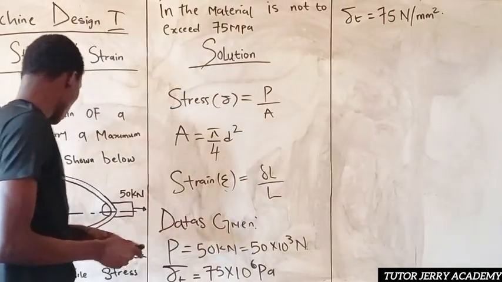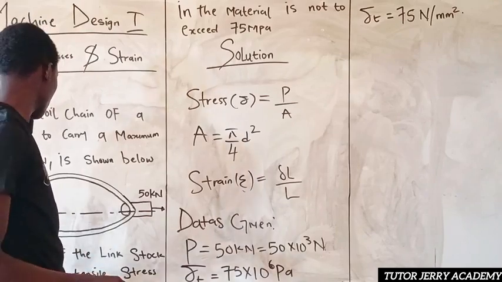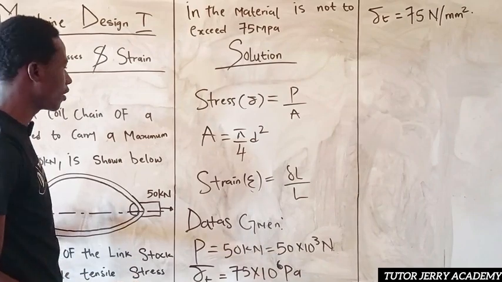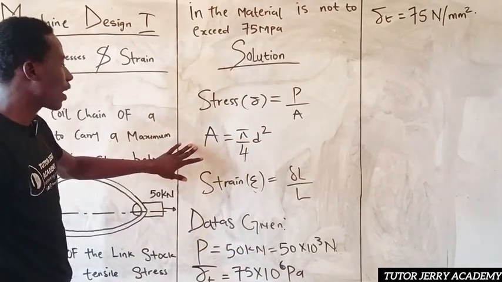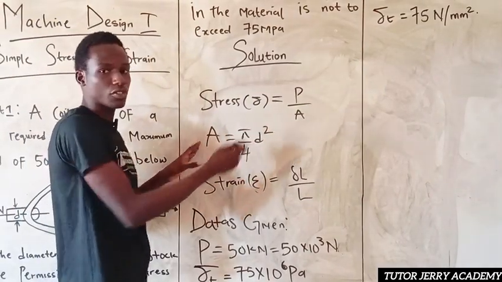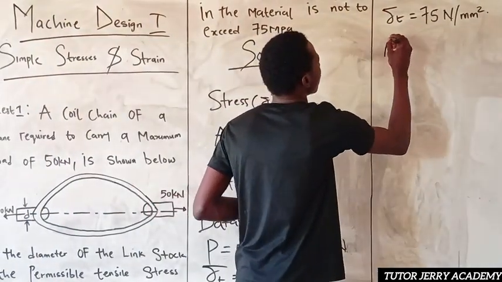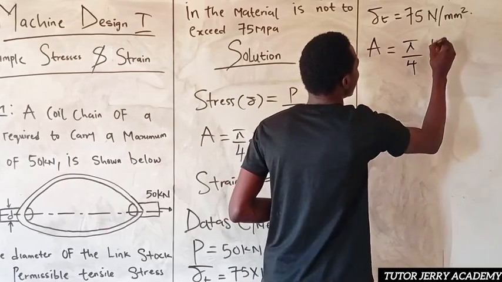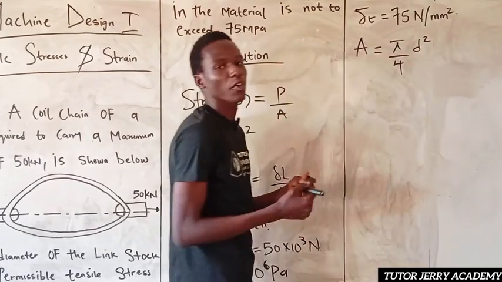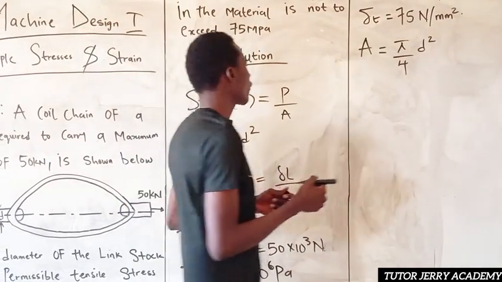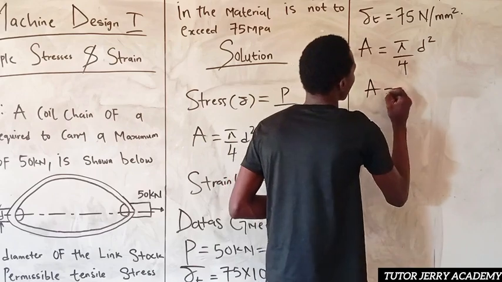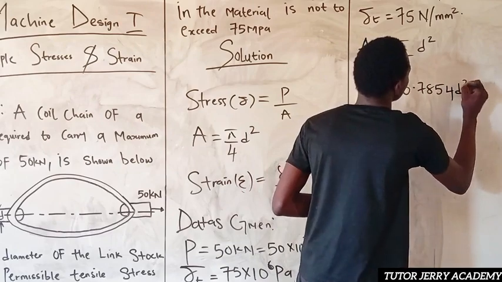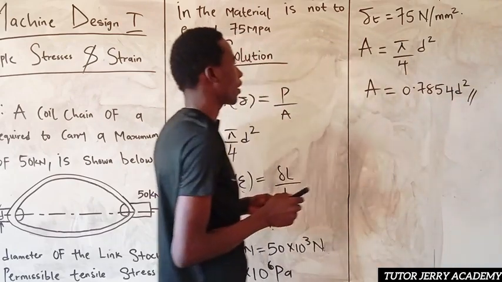So now let's go over and solve the question. Now, to solve this question, first we need to calculate the area of this coil chain. And how do we do that? Area is equal to pi all over 4 d square. So we can say area A is equal to pi all over 4 d square. Now, pi all over 4 is nothing but 0.7854. So area is equal to 0.7854 d square. So this is what we have as our area.